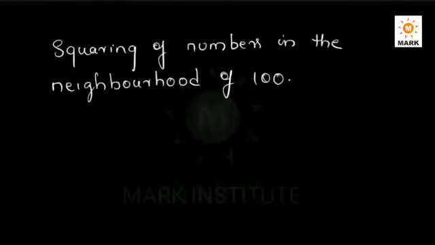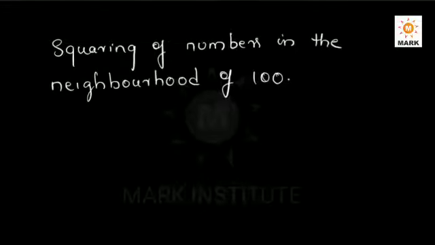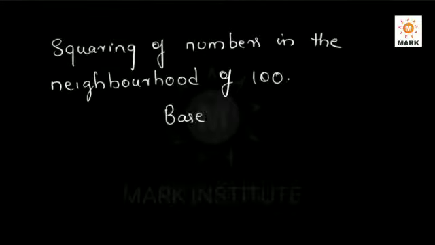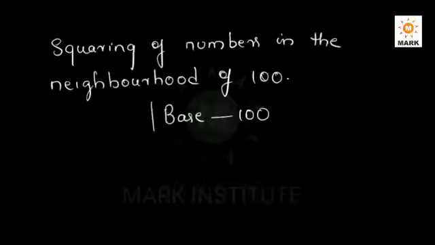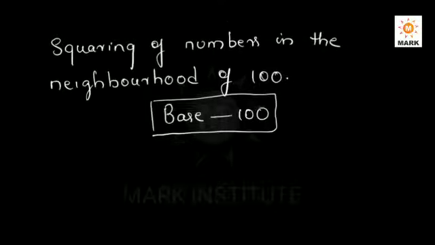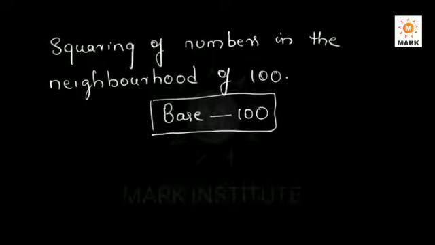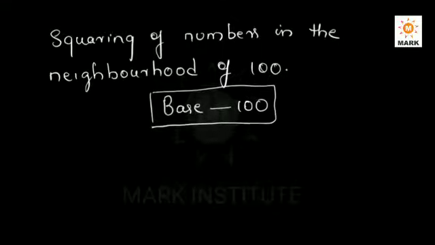In this video, we will learn how to square the numbers in the neighborhood of 100, around 100, with an exclusive method called the base method, base 100. Since we are talking about the neighborhood of 100, we will take our base as 100. I remind you, this is a very efficient method and particularly useful to find the whole square of those numbers which are around 100.